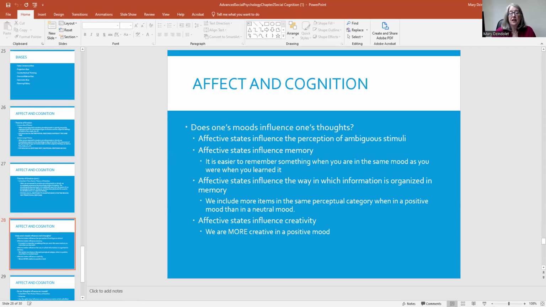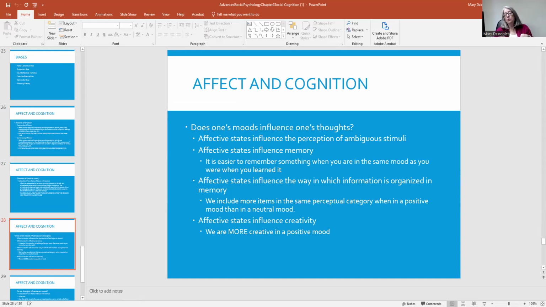Now, there's other research that asks very directly, how does your mood influence your thoughts? And there's research that shows that your mood, or your affect, your emotions, end up influencing your thoughts, or your cognitions, in at least four different ways. One is that your mood will influence how you perceive ambiguous stimuli. Now, what do I mean by ambiguous? Ambiguous stimuli are stimuli where it's not obvious what it is. It's not super clear. If it's unclear, it's ambiguous.